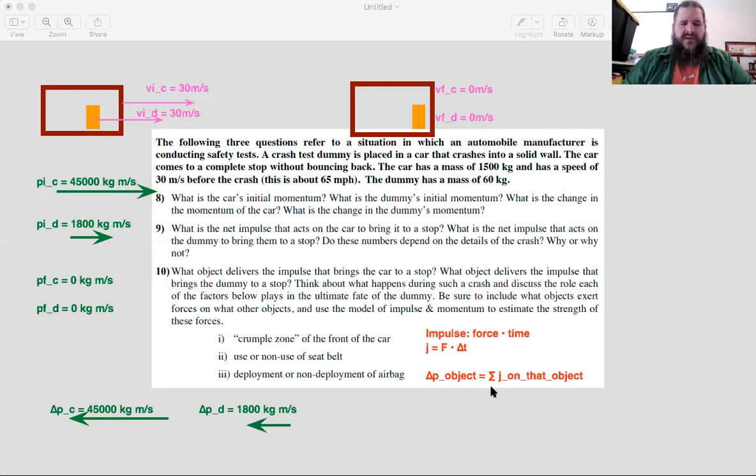So in this case, I think we can probably assume there's only one main force acting on the car and one main force acting on the driver or dummy. Or I guess we could just sum it up as the total force acting on the object. But what does that tell you about the amount of impulse? How much impulse is the car experiencing?